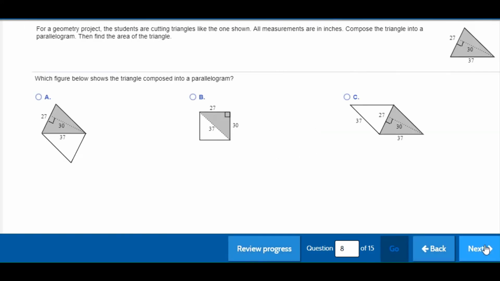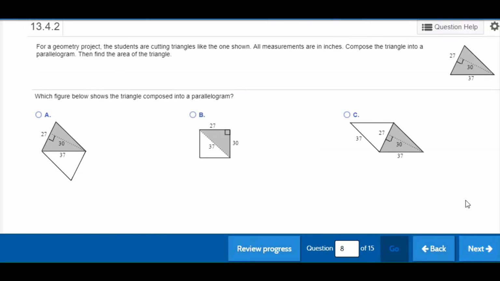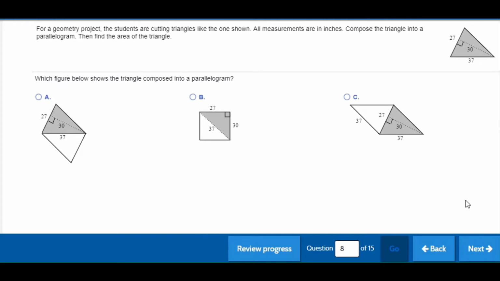All right, moving on to the next question. Number 8. The students are cutting triangles like the one shown for the geometry project. All the measurements are in inches. Compose the triangle into a parallelogram. Then find the area of the triangle.